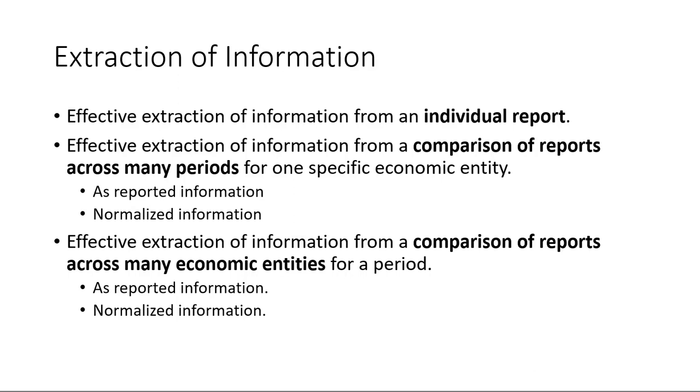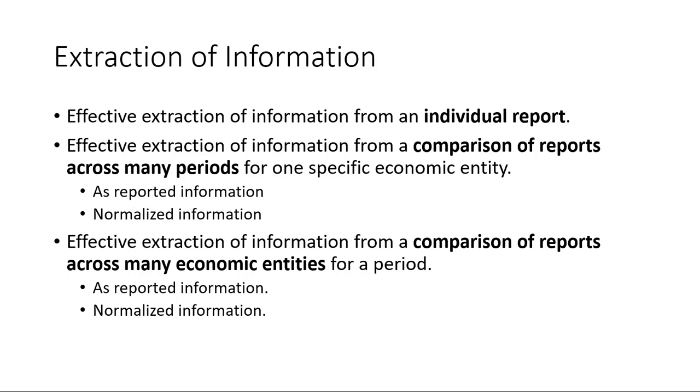So, for example, I'll show some of these, but say you want to look at Microsoft's financial information for the past 10 years. That is the second bullet, comparison of reports over many periods. That information can be either normalized or it can be as reported. Normalized is taking the as reported information and basically putting it in the form of a form, and it's your form. You define that, because the financial reporting scheme does not define how you want to analyze information. Each person analyzing information does that. So the second way to compare information is to compare across economic entities.